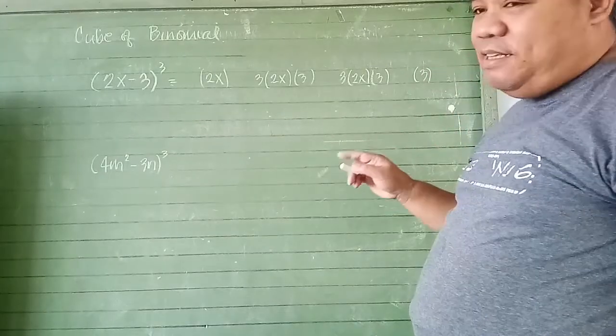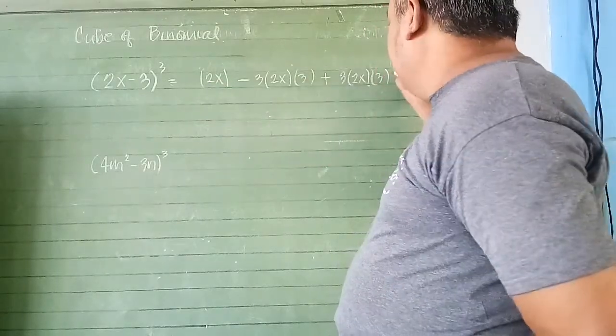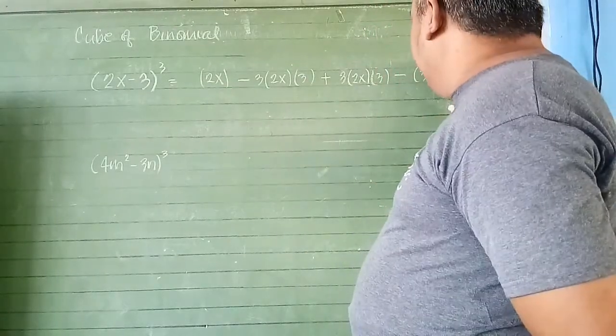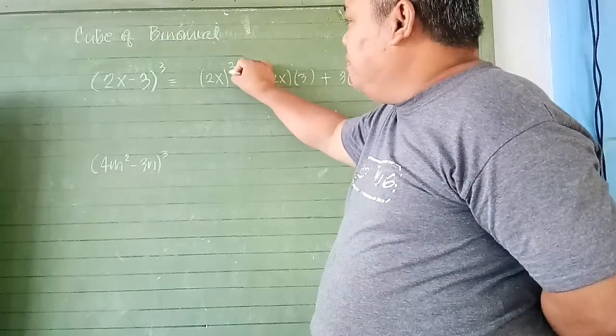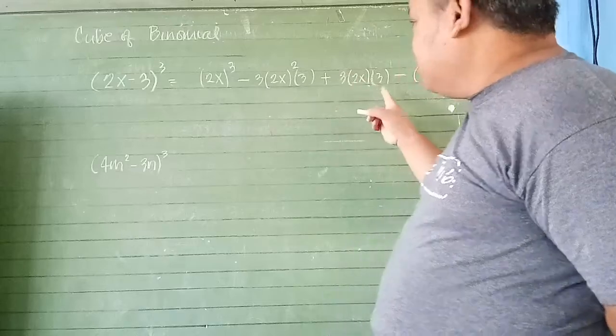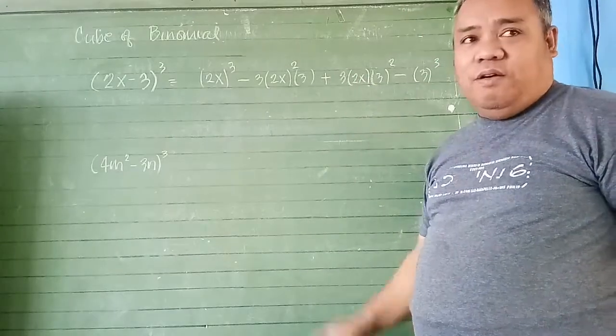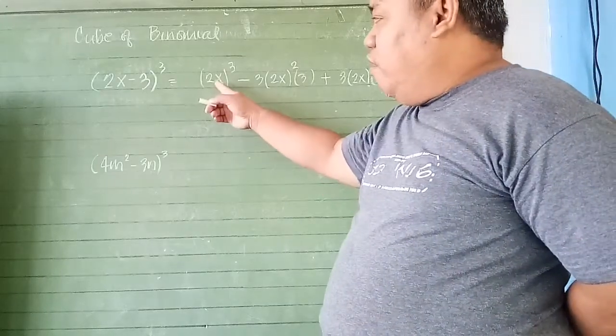So, again, negative siya, di ba? So, positive, negative, positive, negative. Then, let's cube the last term, cube the first term. Ang square is nasaan dito? Nasa x. Then, ang next square is nasa second term. Then, let us solve the whole expression.